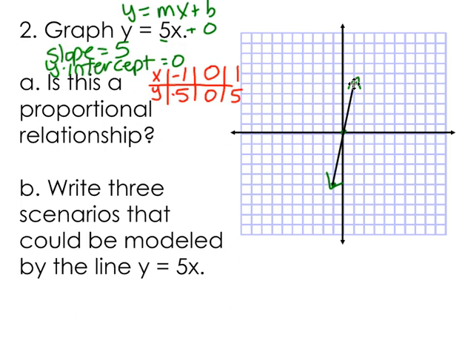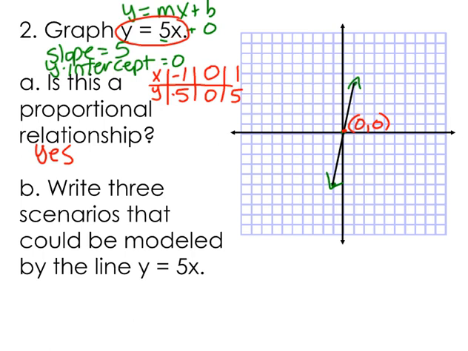Okay, part A, is this a proportional relationship? The things we need to look for. Does it pass through the origin? And this one does. Is it a straight line? Which it is, we just drew a straight line. And does it have the form y equals slope times x? Which if we look at the equation, it does. So we have 3 different criteria that we are looking for. All of them pass, so that is a yes.